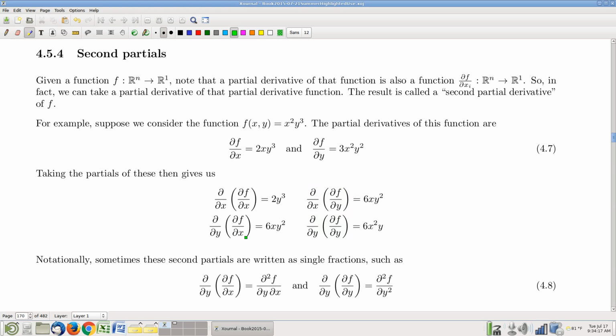This is how we denote taking the x partial of the y partial of a function, etc. Now there's another notation along these lines. This notation here you should be aware of.